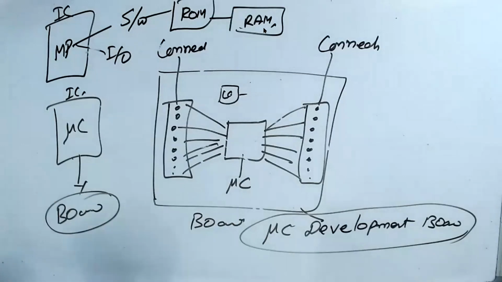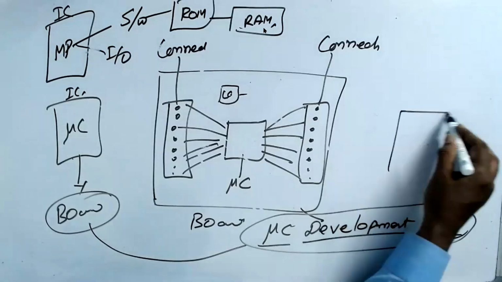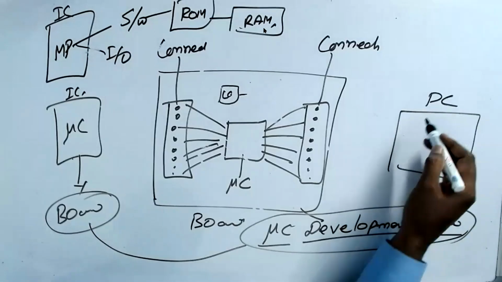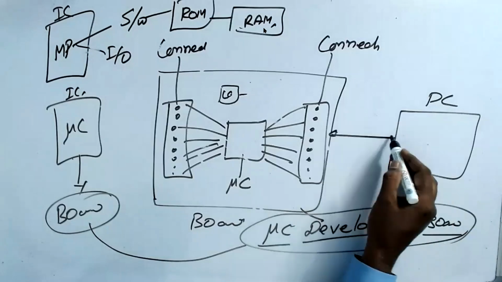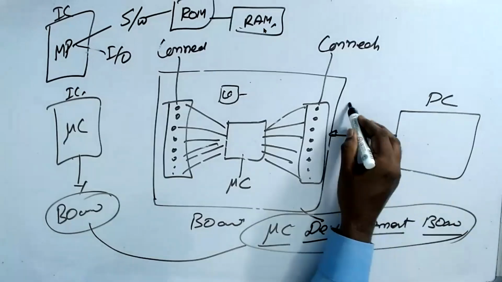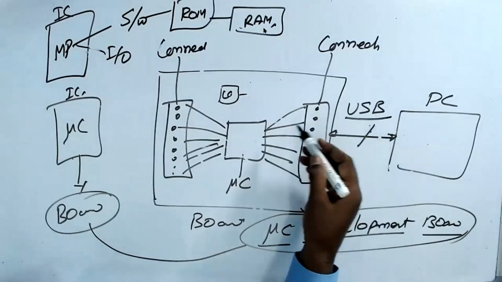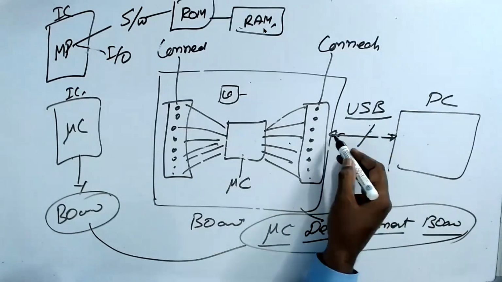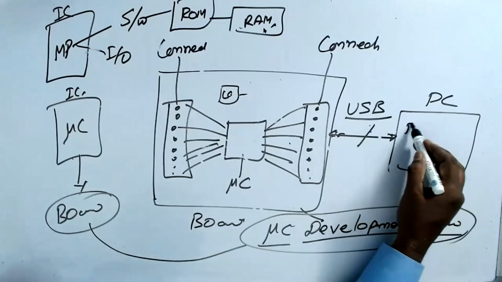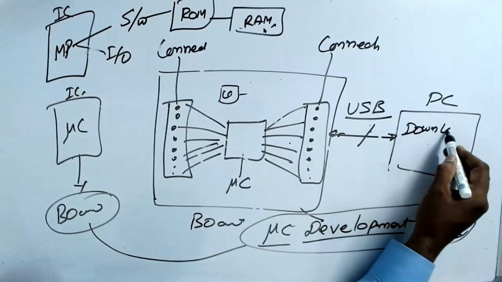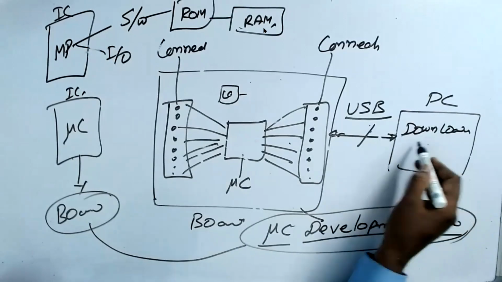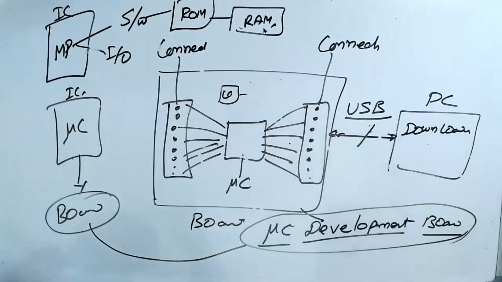This board is called a microcontroller development board. Then from the PC, you will make the connection. Nowadays, we make the connection through USB, because USB also gives power. So they take the power and the connection, using a software called a downloader. These are all simple processes. The toughest process is writing software for the microprocessor.